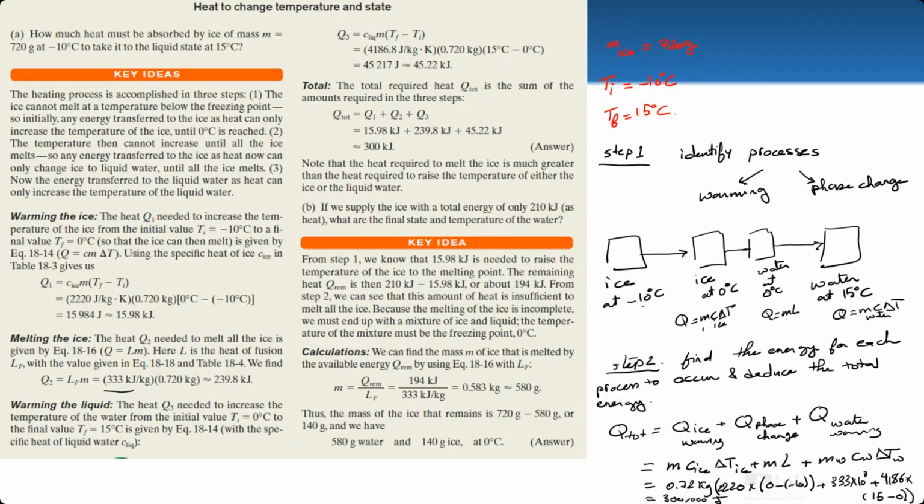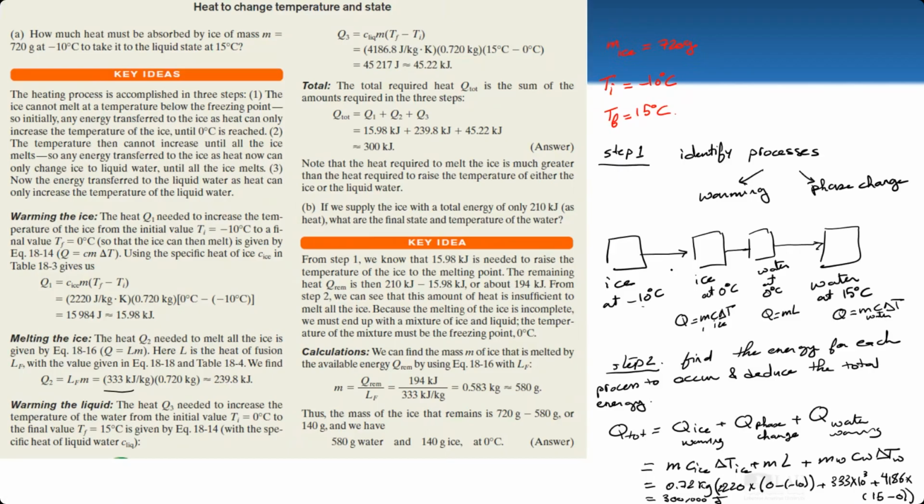So in part B, things become harder. We're told if we supply the ice with a total energy of only 210 kilojoule as heat, what are the final state and temperature of the water? So rather than giving the needed energy of 300,000 joules to take the ice at minus 10 all the way to water at 15, we only gave a lesser amount of heat, and we want to guess what's the final mixture that we will get.